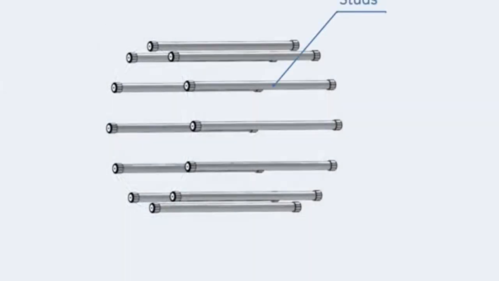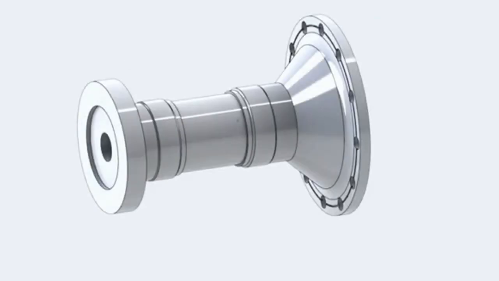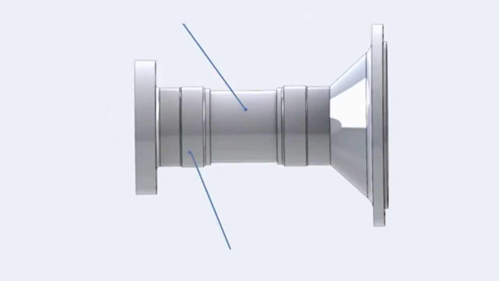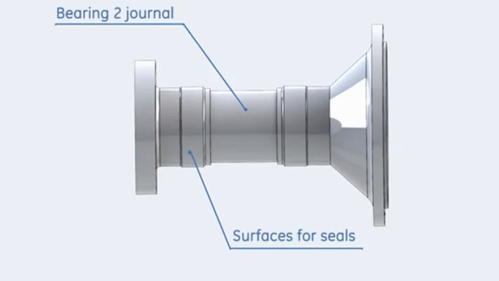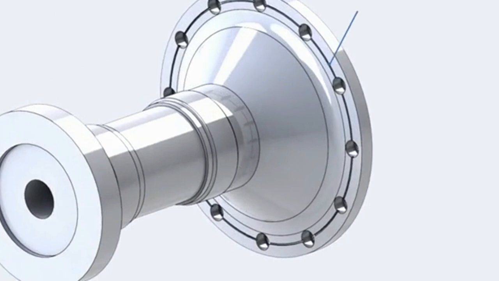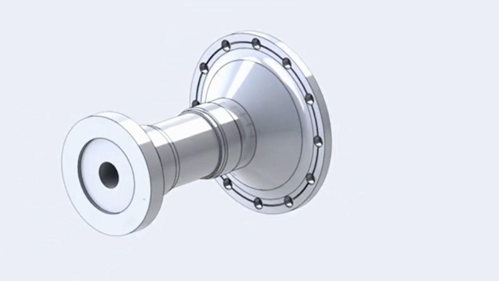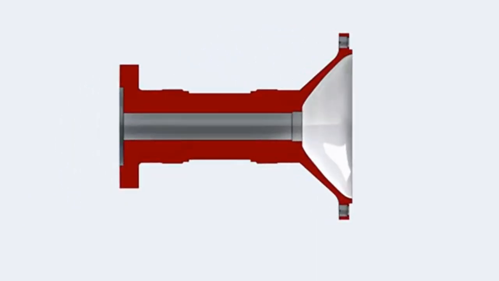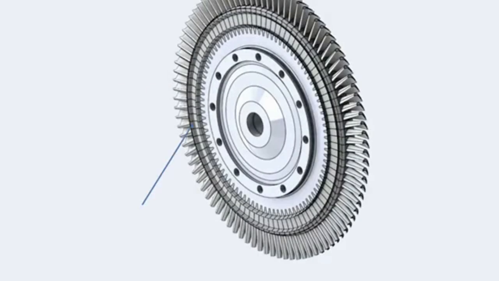The forward wheel shaft is machined to provide the following features: journal surface for bearing number 2, and surfaces for oil and air seals. Forward balancing groove. Forward flange to connect the turbine rotor to the compressor rotor. The forward wheel shaft is hollow to pass the turbine rotor cooling air. The first wheel carries the 92 buckets of the first turbine stage.